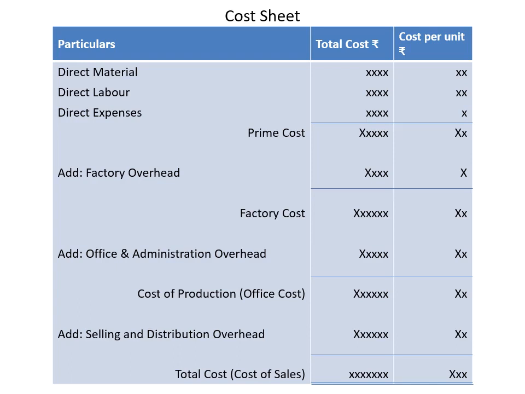And with that prime cost, we are adding factory overhead so that we get factory cost. And with factory cost, we are adding office and administration overhead so that we can have office cost or cost of production. Finally, we are adding selling and distribution overhead with cost of production so that we can have total cost, that is cost of sales. All these elements should be divided by the total number of units produced, so that we can have cost per unit.